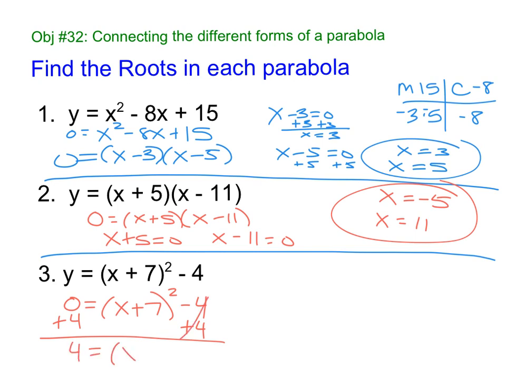4 equals x plus 7 squared. Now we're trying to solve for x, so we need to get rid of the square. How do you get rid of a square? The opposite of a square is a square root.